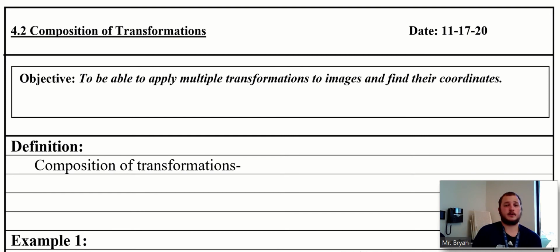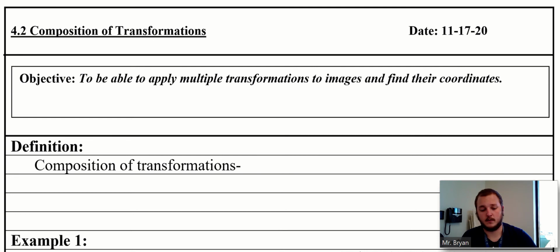So notes for today, label is going to be 4.2, composition of transformations, and then date today is the 17th if you'd like to add that. Objective, like I said, is we've talked with those rules, and now we want to be able to apply this with multiple transformations and still practice how to find the coordinates of where that image would end up.